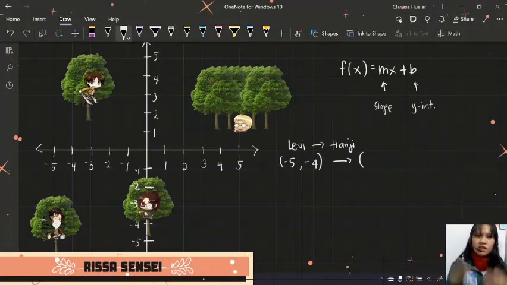So since Hanji is on the y-axis, ibig sabihin, ang x-coordinate is automatic 0. And the y-coordinate is -3. Ayan. So, paano natin malalaman yung linear function? Diba ang kailangan lang naman natin ay yung slope at yung y-intercept. Since we already know the y-intercept, how are you going to get the slope of this line?